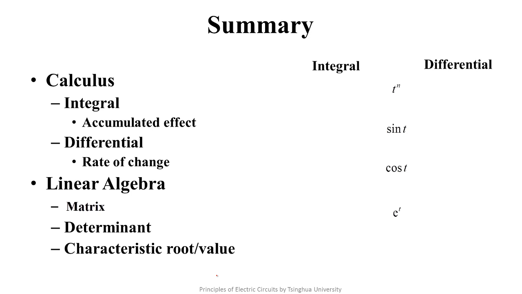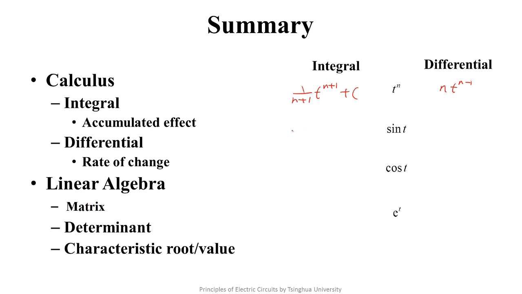Well, here's a summary. This lecture includes two parts. The first one is calculus and the second one is linear algebra. In the calculus part, we've introduced that the integral describes the accumulated effect and the differential describes the rate of change. Let's have a review. For t to the power of n, its integral is 1 over n plus 1 times t to the power of n plus 1, and then plus a constant c. Its differential is n times t to the power of n minus 1.